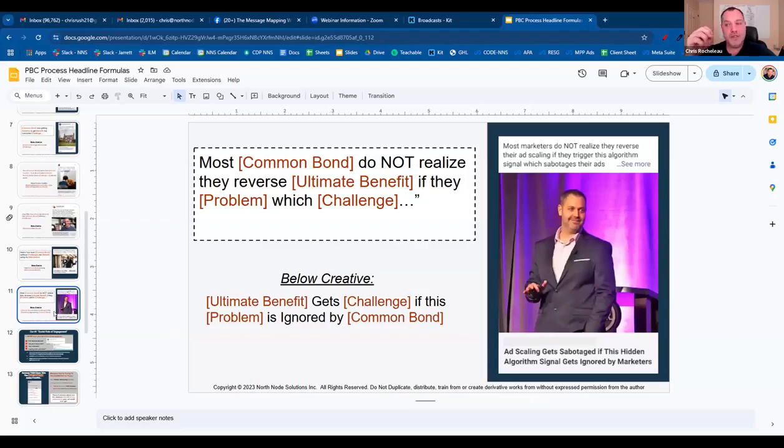The way you speak to someone through social media, I have found through the data, needs to be fundamentally different than what you've been taught for traditional marketing. A lot of marketers tend to try to just fit a square peg into a round hole by using traditional direct response marketing.